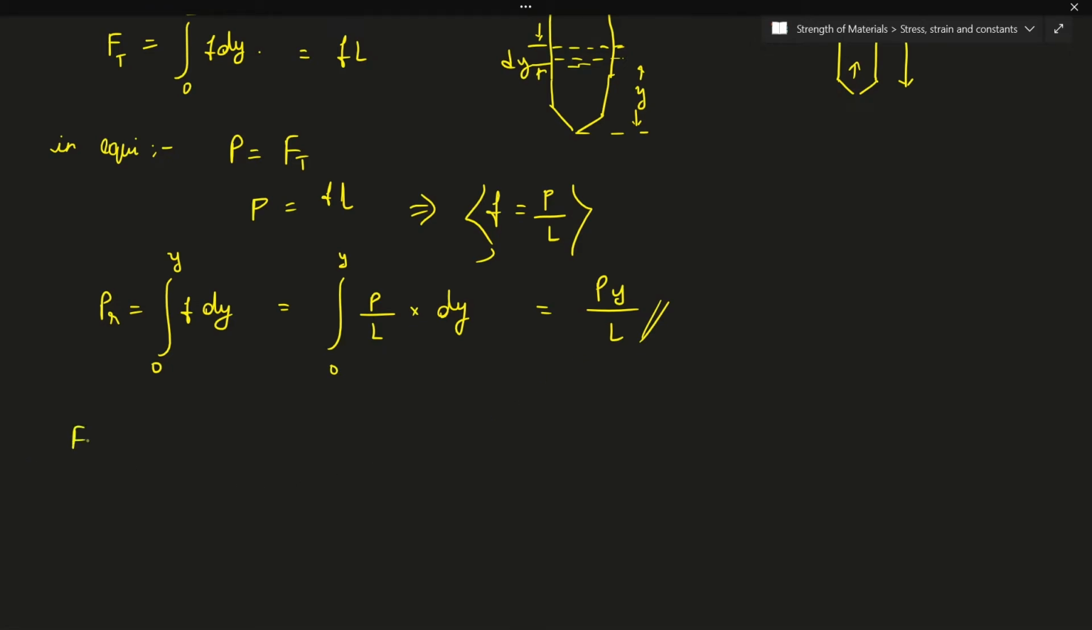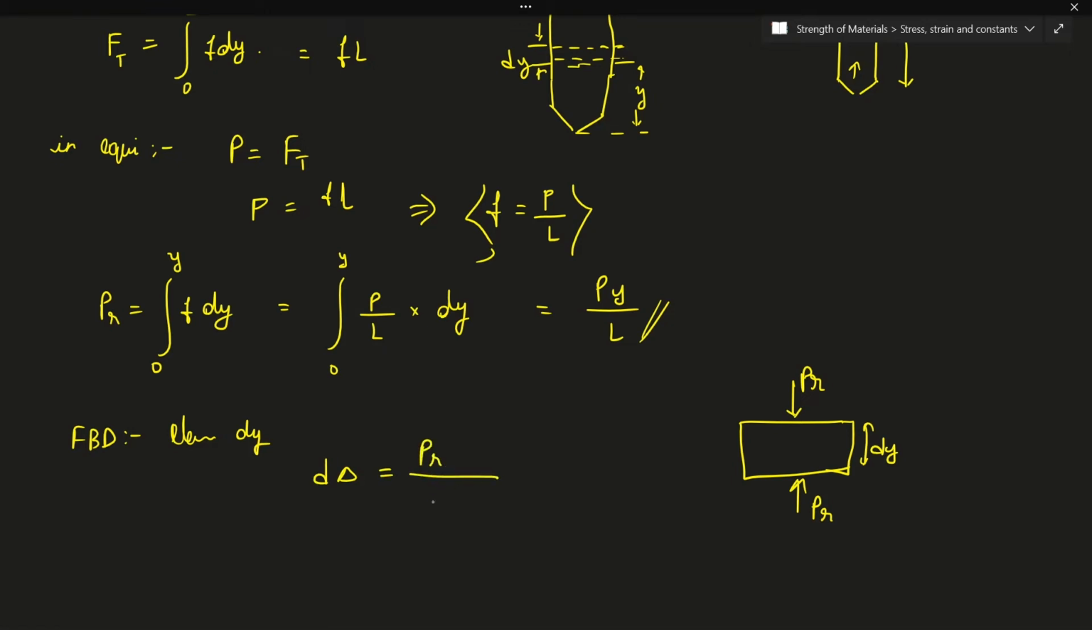Now if I write a free body diagram for the element dy, it looks like a square, or let's say a small strip. The forces acting on this body will be a compressive load. What is that load? That will be PR, the resistance force offered until the length y. The thickness of this element is dy, and the compressive load is PR. If I want to calculate the deflection of this element, d delta will be equal to PR divided by AE into the length, that is dy.